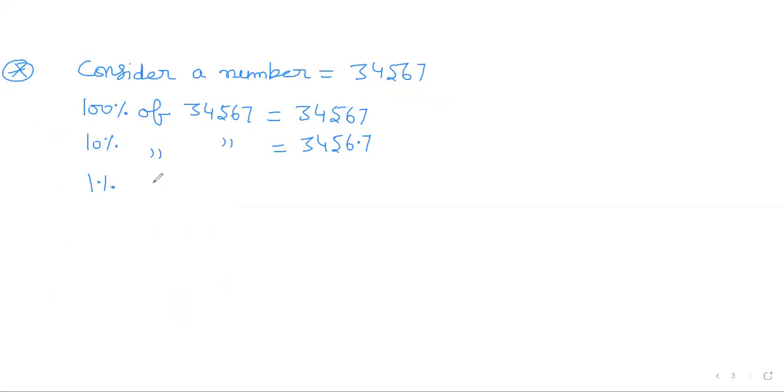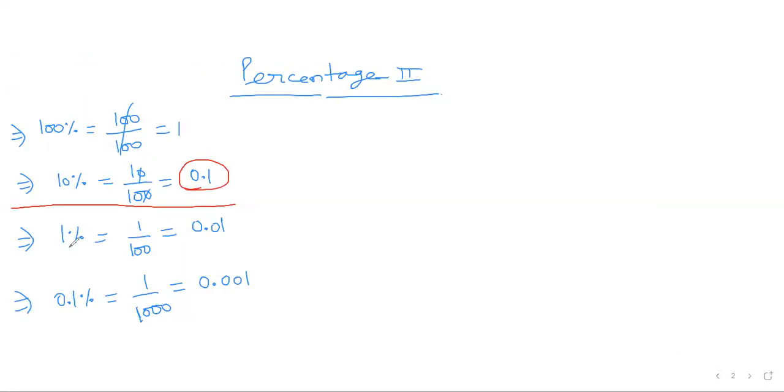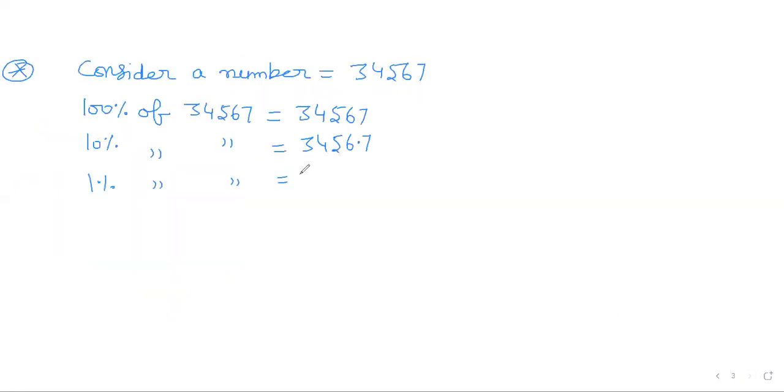If it is 1%, 2 digits. It means we will write 345.67. 0.1% of this number, nothing but we can do this. Okay, clear?